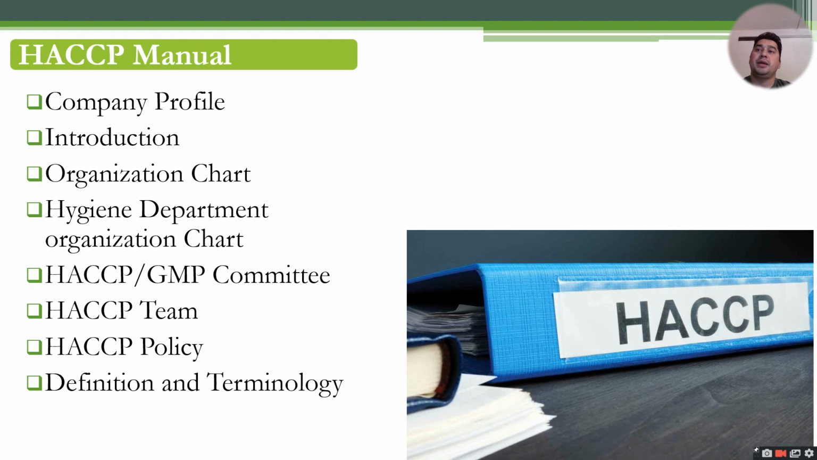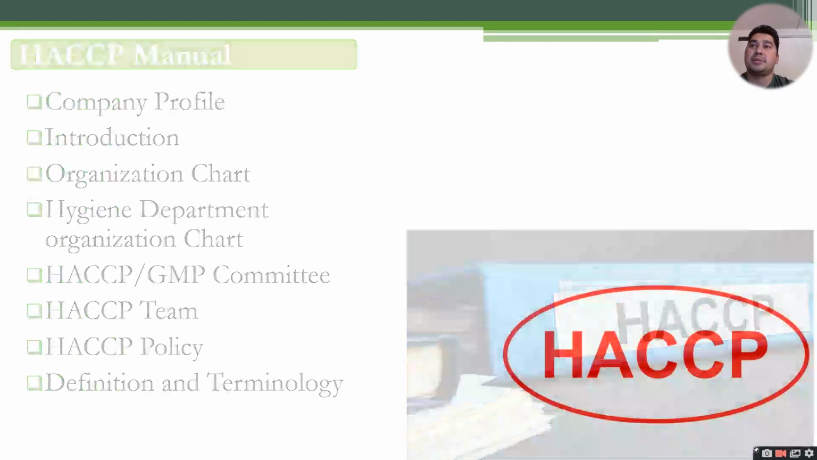Introduction that you will give. Your organization chart should be there, like the department head, how many people there are, who is reporting to whom. Hygiene department organization chart should be there separately. HACCP and good manufacturing committee should be there. HACCP team, HACCP policy, definition and terminology should be there in your HACCP manual.